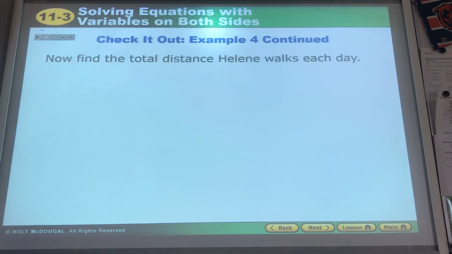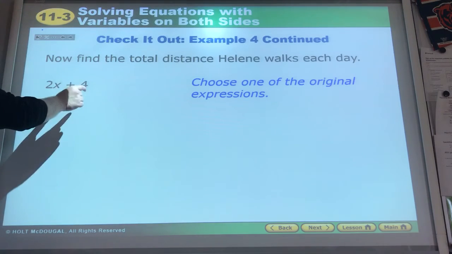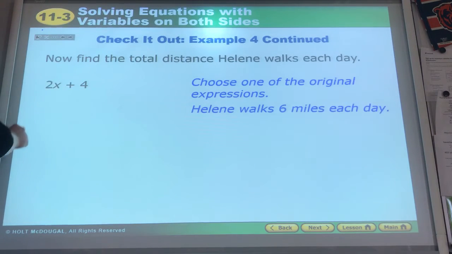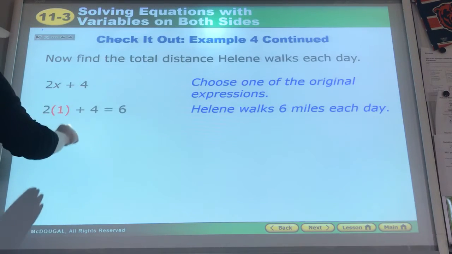Now find the total distance Helen walks each day. Choose one of the original expressions. So they chose 2x plus 4. So you plug that 1 mile into each, and she finds out she walks 6 miles each day.